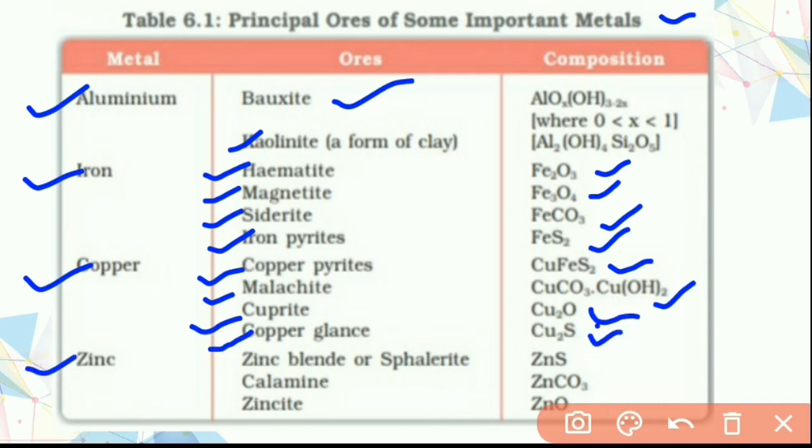Next metal is zinc. Its ores are zinc blende or sphalerite, chemical composition ZnS, zinc sulfide. Calamine, its chemical composition zinc carbonate, ZnCO3. Zincite, its chemical composition ZnO, zinc oxide. So these are the important ores of the metals.